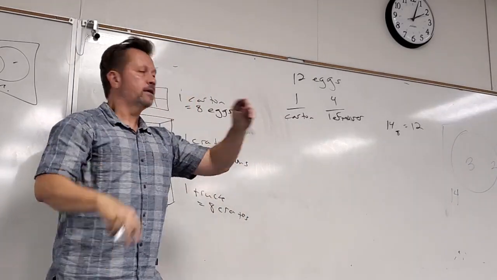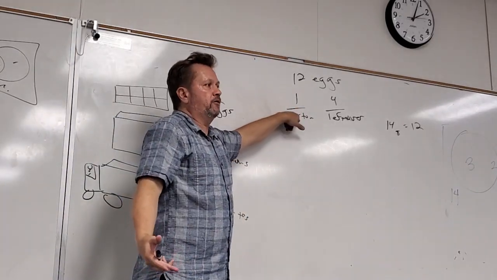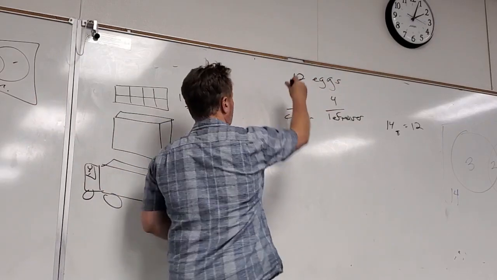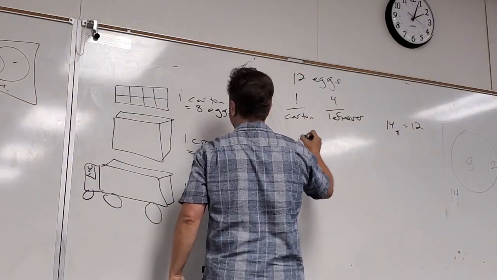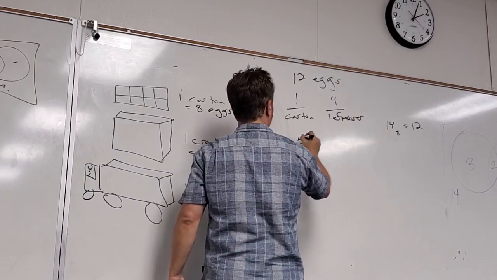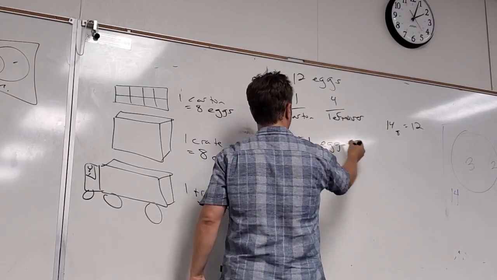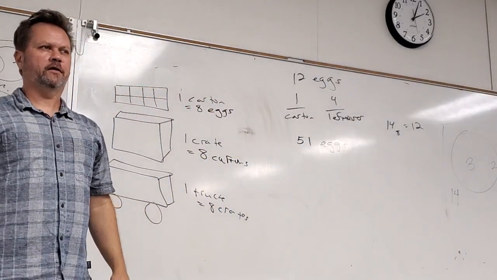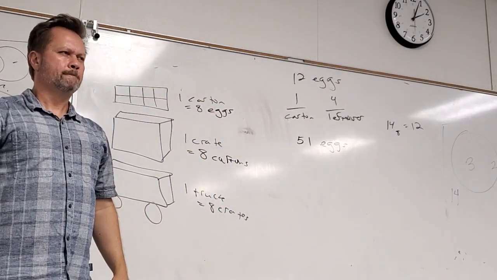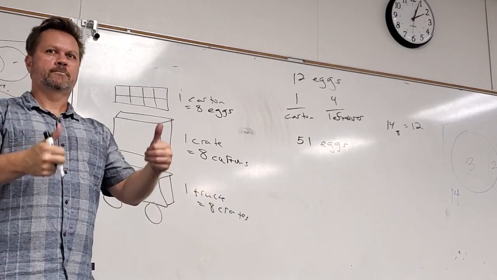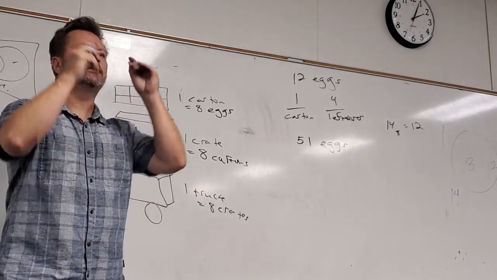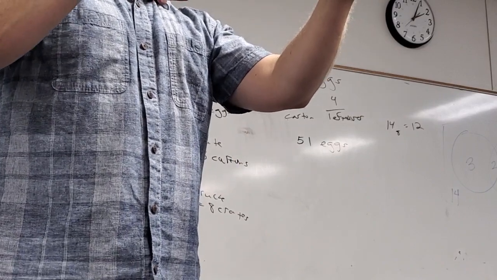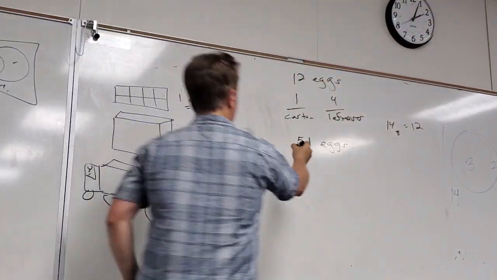But do you all understand? This is just keeping track of how many cartons and how many loose eggs I've got, right? So what if I had, what do you got, Jeff? 51 eggs. How many cartons could I fill up? 6, right? Now what are you doing? How do you actually do this? What's 51 divided by 8? 6. So you can fill up 6 cartons.